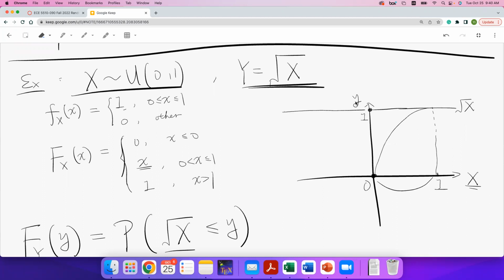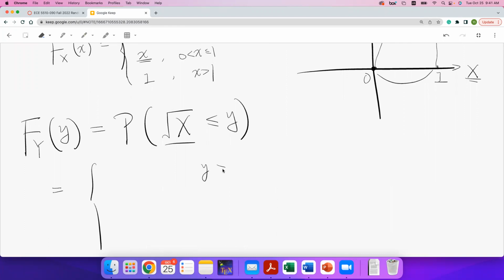Okay. If y is above 1, then the entire curve is below y. So it is guaranteed that the square root of x is less than y. Now, if y is in between, we have an intersection, and we can solve this equation for x. If y is below, there's no intersection. So we have three cases.